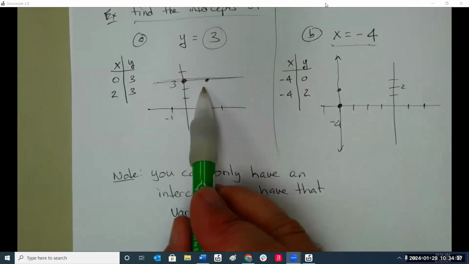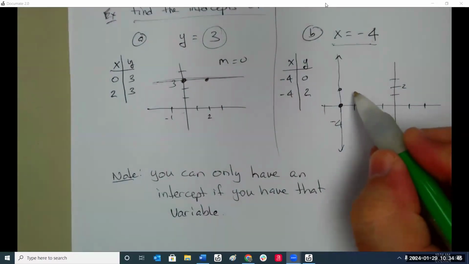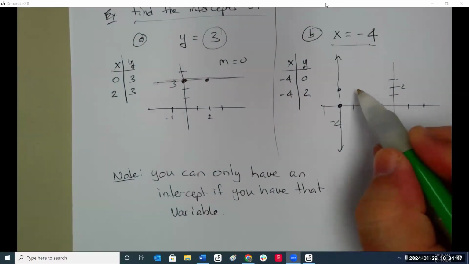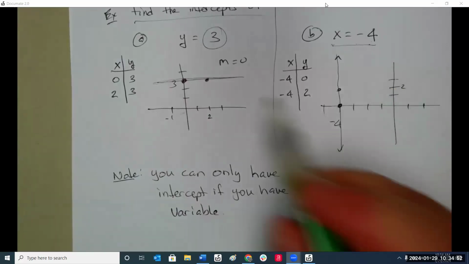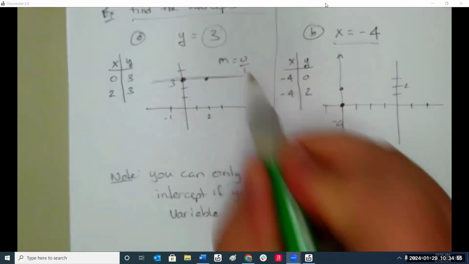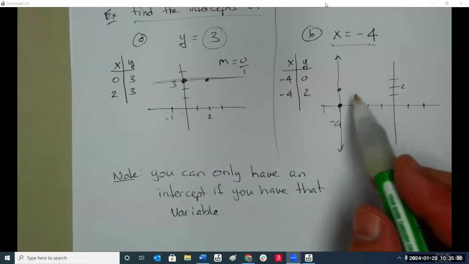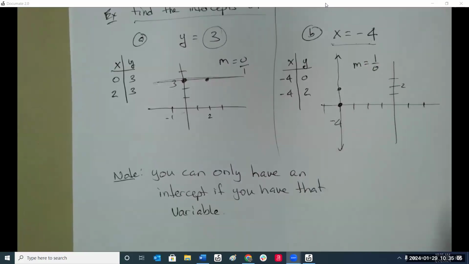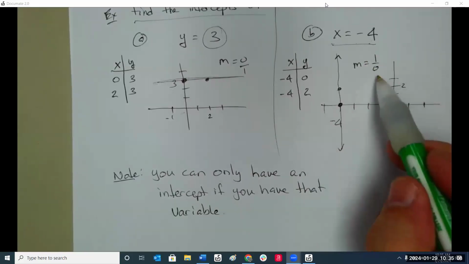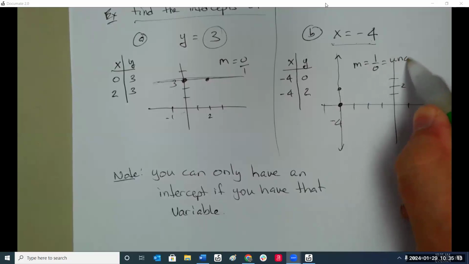What is the slope of this equation? 0. Very good. What's the slope of this one? Easy way to remember it. This is horizontal, so it's 0/1. This, I flipped it. So this one is 1/0. What do you get when you have 0 on the bottom? Undefined. Very good.